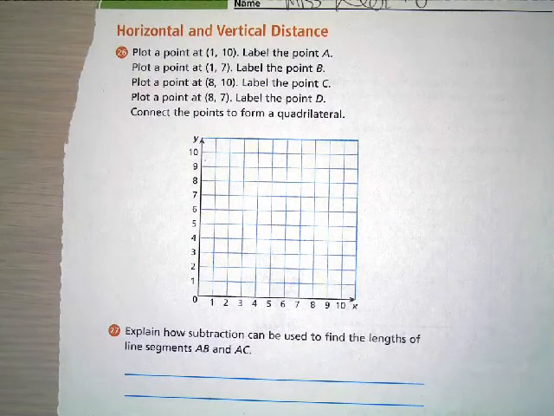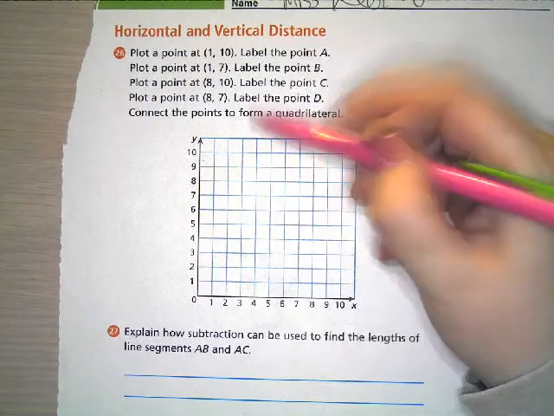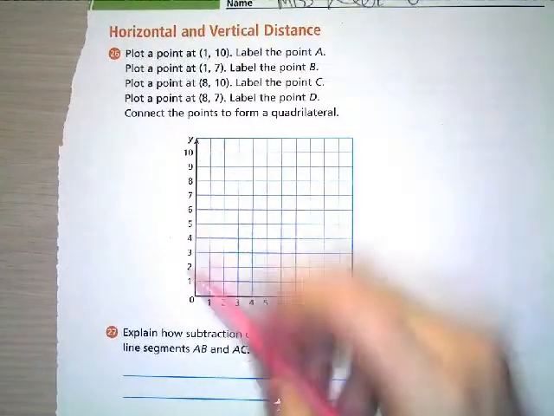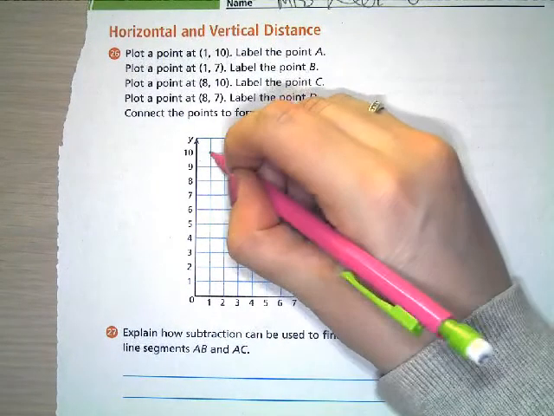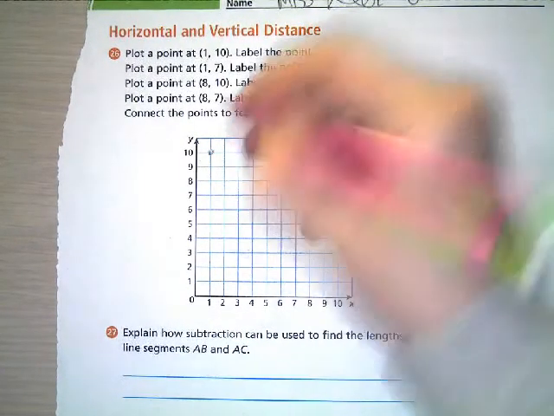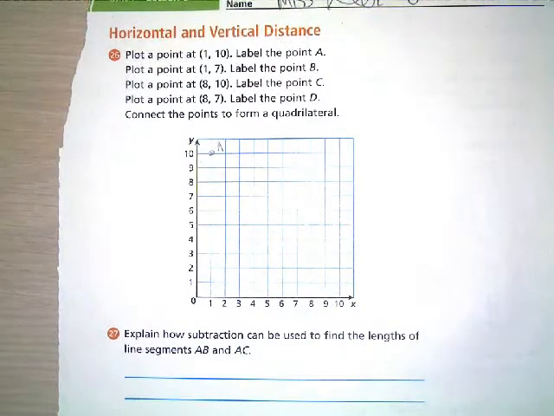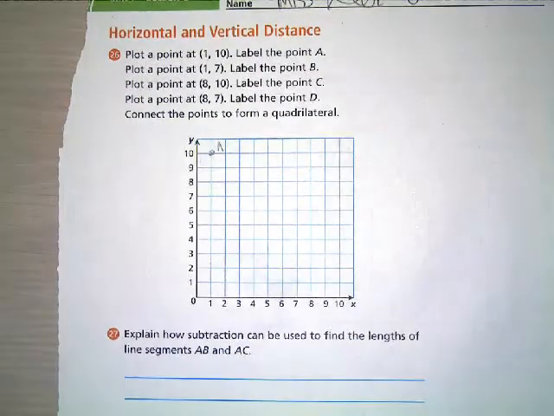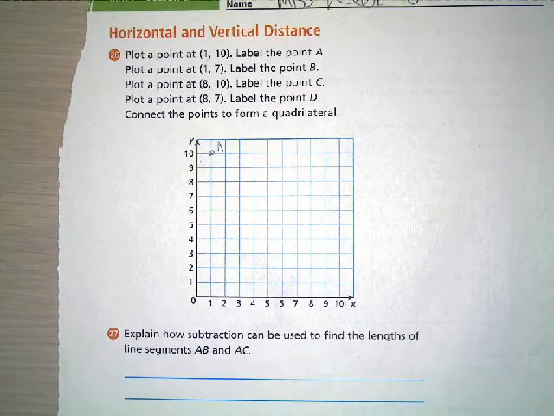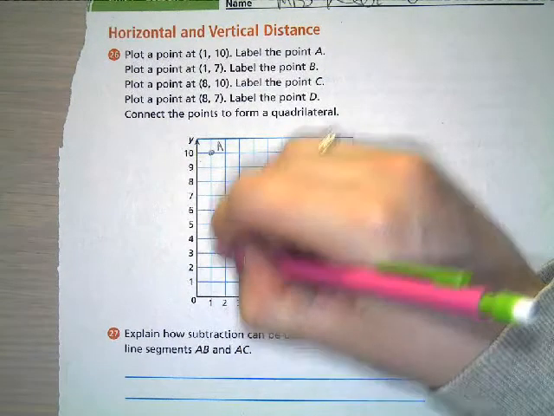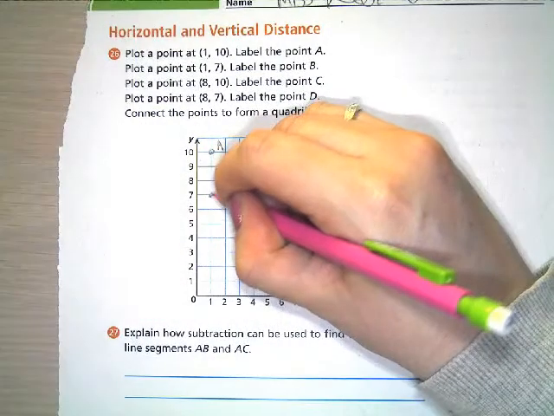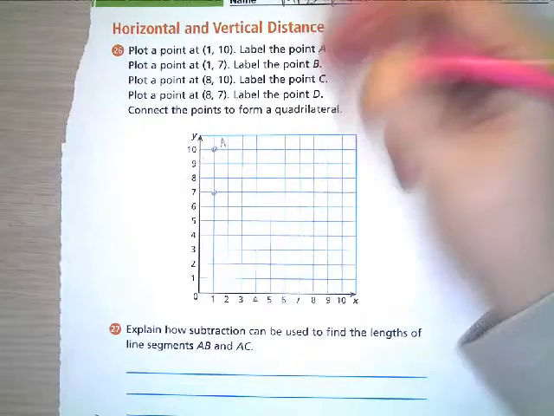That's pretty fun, though. Number 26 says, plot a point at 1, 10 and label the point A. Okay. Over 1, up 10. And label it A. The next one. Plot a point at 1, 7. Label the point B. So far, those are in a straight line. Can you see that? Okay, this one's called B.